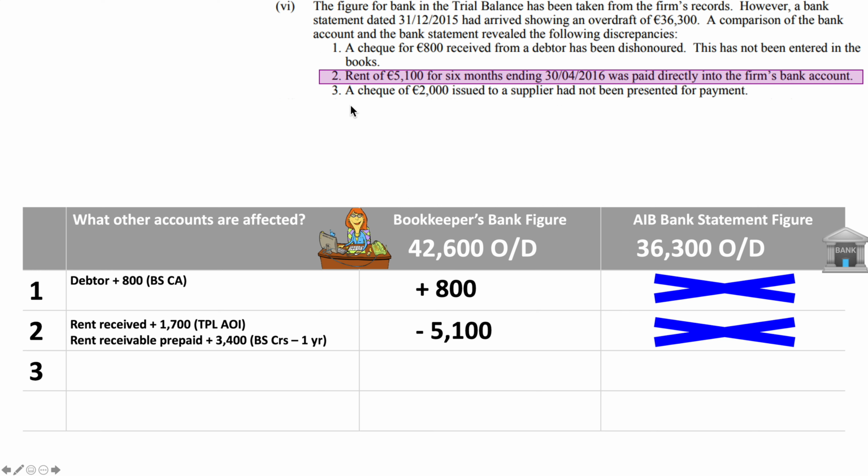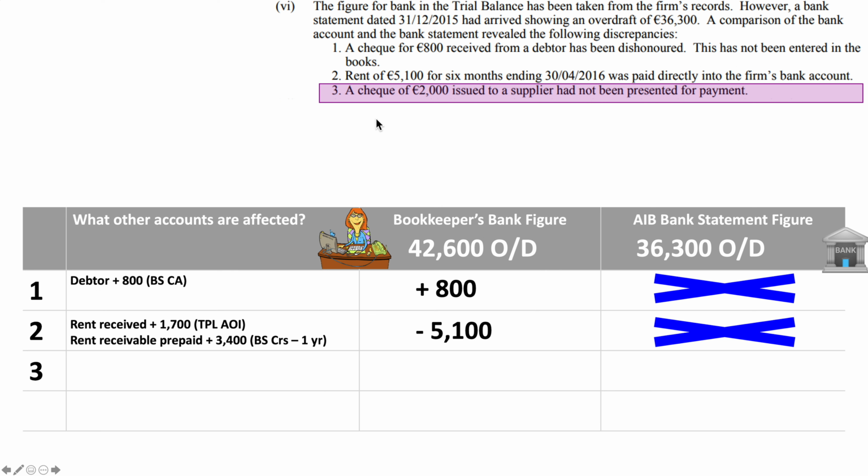Adjustment number 3 then. A cheque of €2,000 issued to a supplier had not been presented for payment. So when the supplier goes into the bank and presents it for payment, that's what we need to record, right?